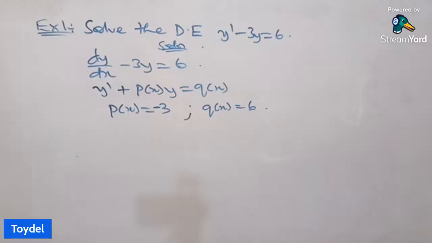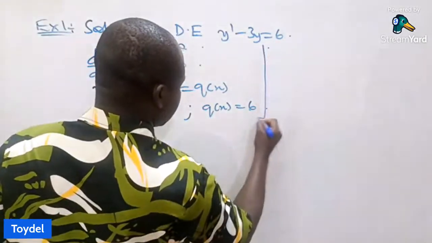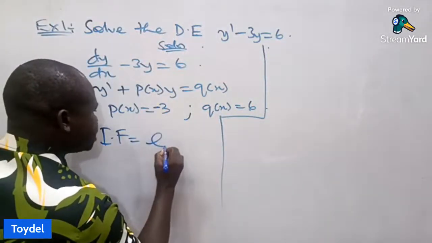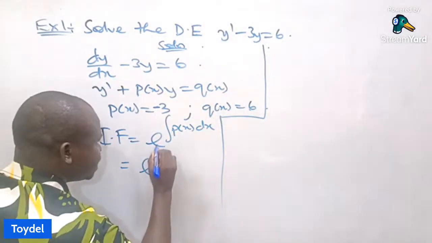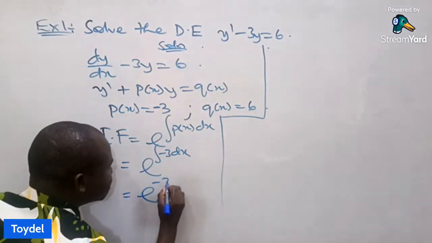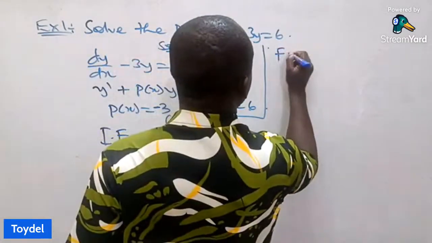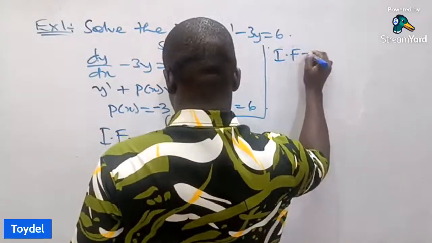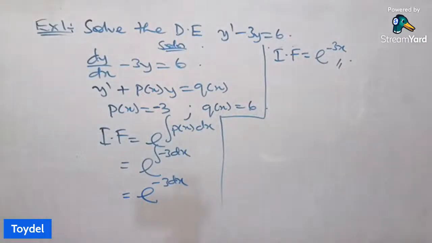So how do we find the integrating factor? We know that the integrating factor by formula is exponential integral P of x dx. Here we are going to have exponential integral minus 3 dx. Of course, minus 3 can come out, so we have exponential minus 3 integral dx. So the integrating factor will now be equal to exponential minus 3x. That's what you are going to get. So we have gotten the integrating factor, and that's its value.